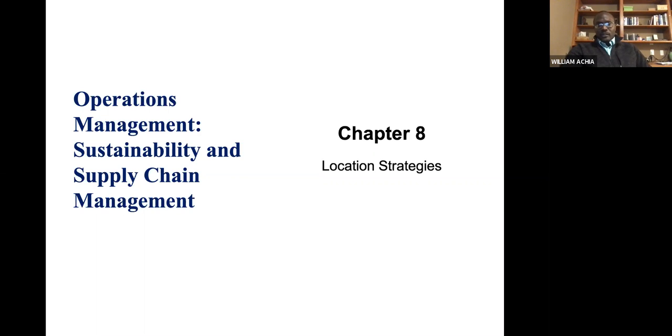So chapter 8 talks about location strategies, and I just want to talk briefly about the essence of this chapter and then walk us through the quantitative approaches that we have to trying to find the best location for an organization, for a corporation looking to expand its operations possibly to new states or to new global locations.